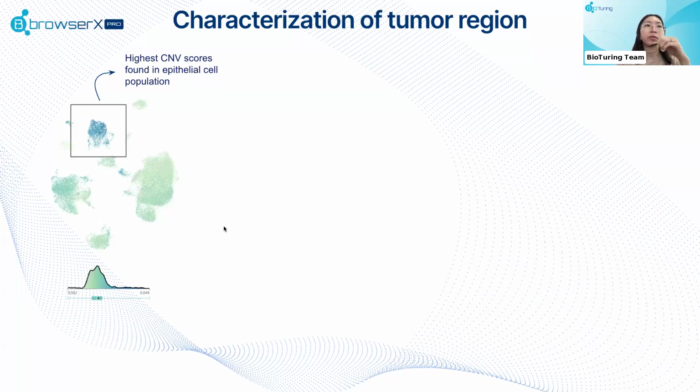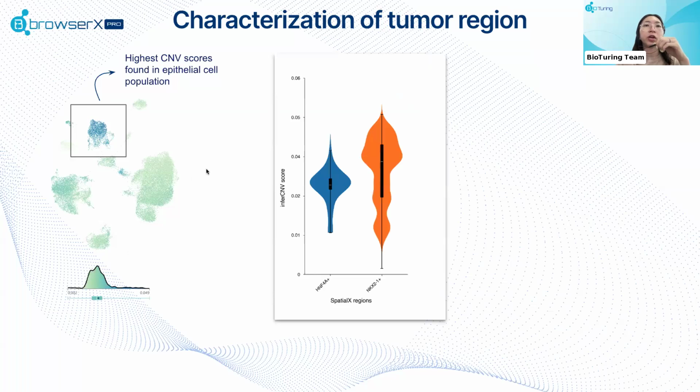Going even further, I wanted to verify these results. So here I built a violin plot where I'm looking at the CNV scores across the tumor region and across the malignant mucinous region. And you can see how in the tumor region, the CNV score is much higher. This is what we expect because tumor cells are going to be the cells that have the highest CNV score compared to all of the other cell types. Right. And so this is one of the ways in which I approached verifying these inferCNV results.